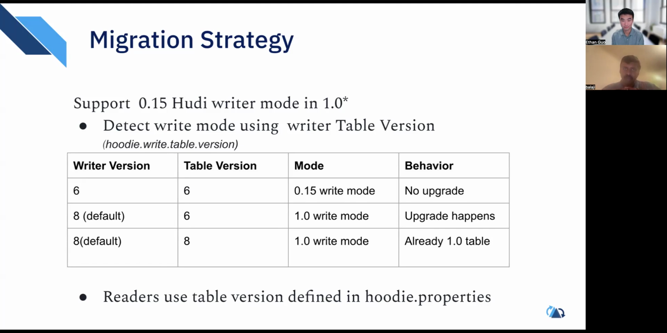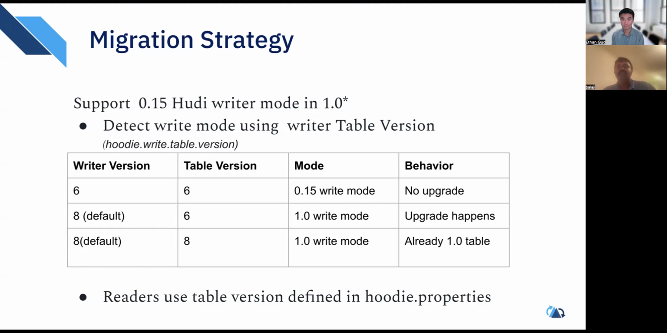And so with 1.0, when the writer table version is set at 6, no upgrade happens and the writer continues to write in the previous storage format. This basically means that the existing Hudi 0.15 readers will read the table written by the 1.0 writers without any side effects. And in 1.0, the readers will use the table version defined in the hoodie.properties file to dynamically adapt to 0.15 or 1.0 storage formats.